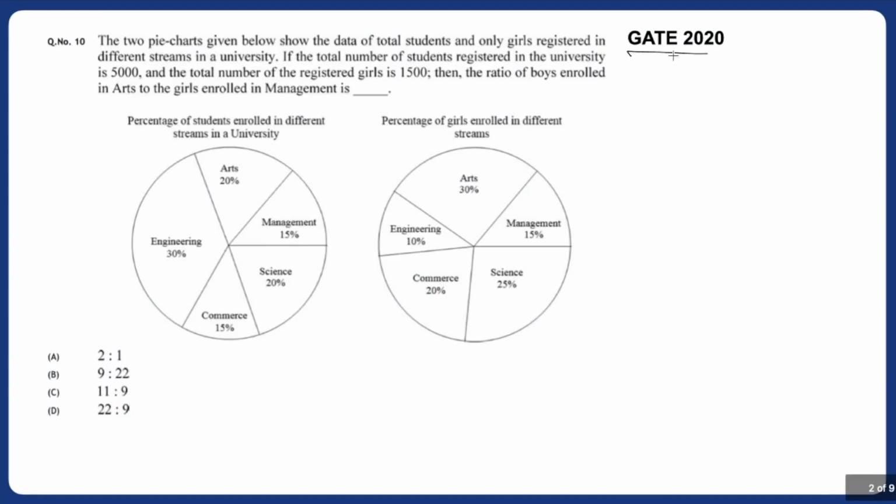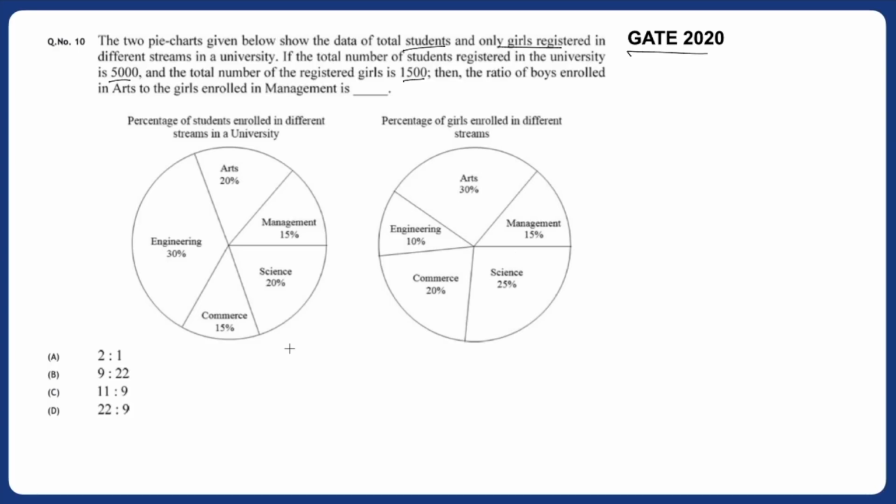Alright, so let's take this first question which was asked in the GATE 2020 exam. It says that the two pie charts given below show the data of total students and only girls registered in different streams of a university. If the total number of students registered in the university is 5,000 and the total number of registered girls is 1,500, then the ratio of boys enrolled in arts to the girls enrolled in management is... Now this pie chart shows the percentage of students enrolled into different streams, and this pie chart shows the percentage of girls enrolled in different subjects.